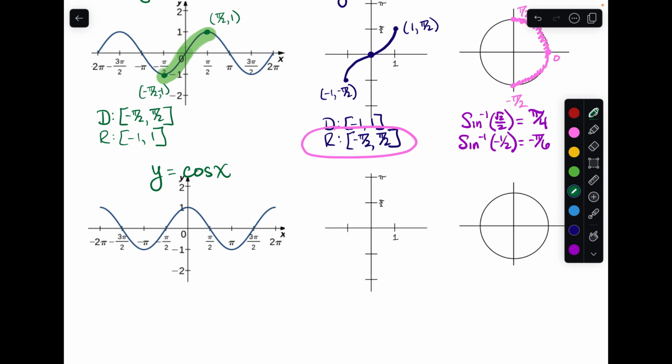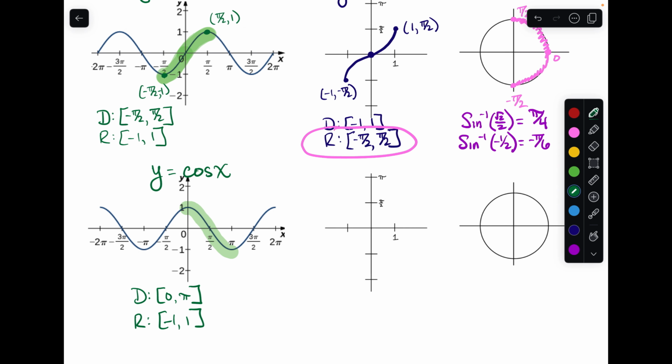Here, if I started at the origin and I started to highlight some stuff, I'll start at 0, 1. And as I go down here, this entire piece all the way to pi, that is one continuous piece, and it is passing vertical and horizontal lines. So for this one, my domain is going to be 0 to pi. That's the piece of the graph that has one x and one y connected to each other the entire time. It passes the horizontal and vertical line test. The range, much like the last one, is negative 1 to 1.